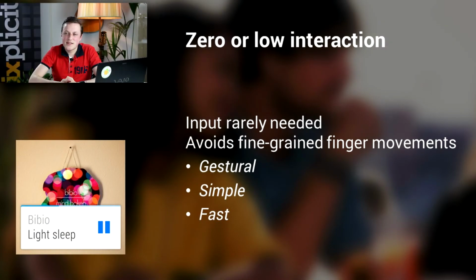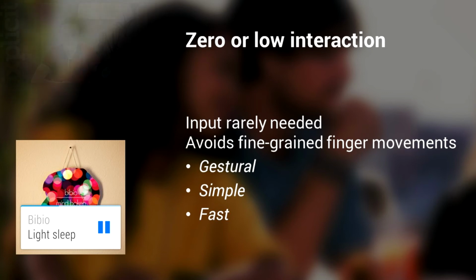So when you're showing an application or a notification on Android Wear, I think it's really important to have zero or low interaction. So that means rarely requiring input, and where you do need input, don't need any sort of fine-grained finger motions. Wherever you can, do things through gestures, and keep those controls very simple and easy to hit.